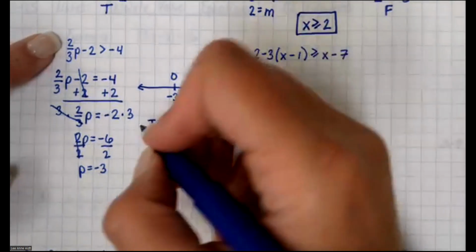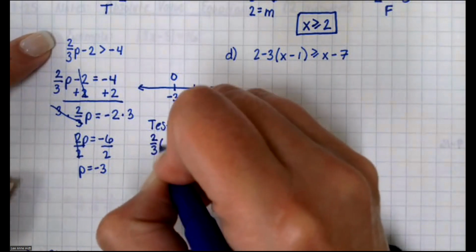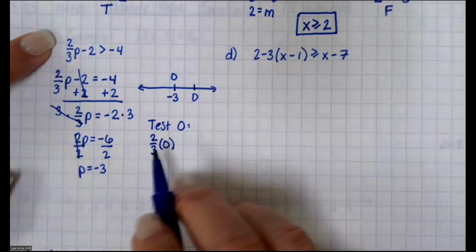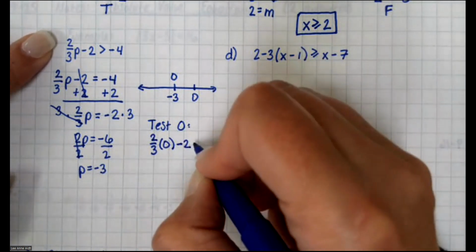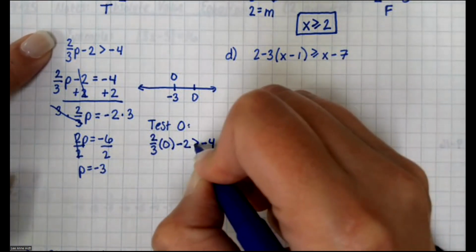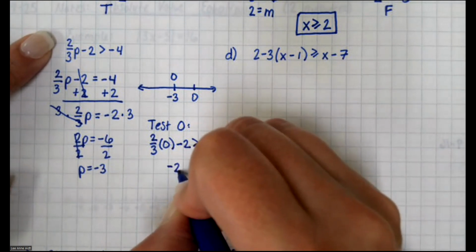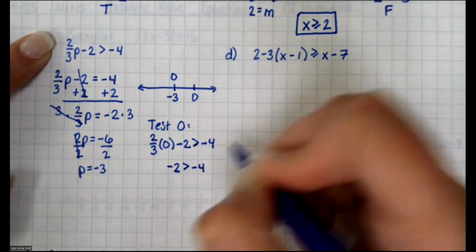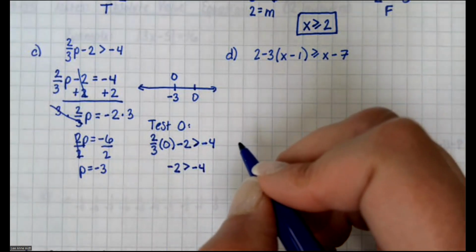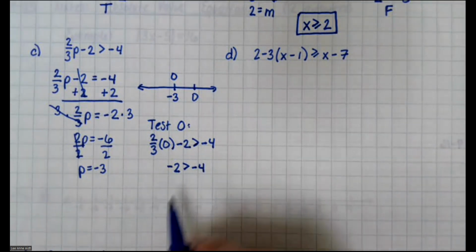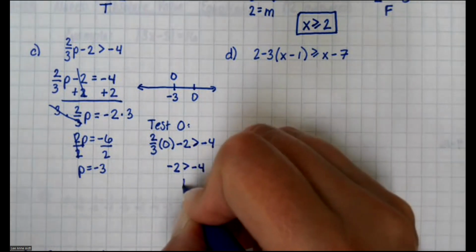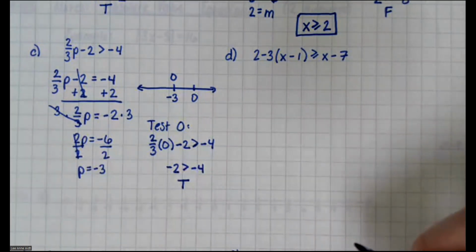All right, so test 0. So I'm going to put it into this one, 2/3 times 0. That's kind of gross, but luckily it's 0. Minus 2 is greater than -4. -2 is greater than -4. Yes. -2 is bigger than -4. Happy crocodile. Got to be careful with the negatives.